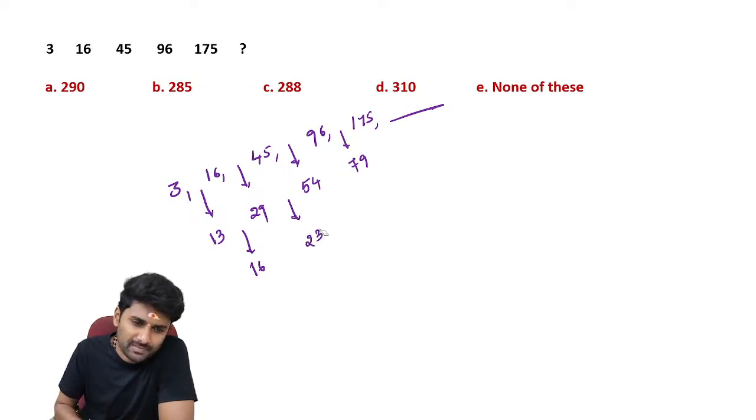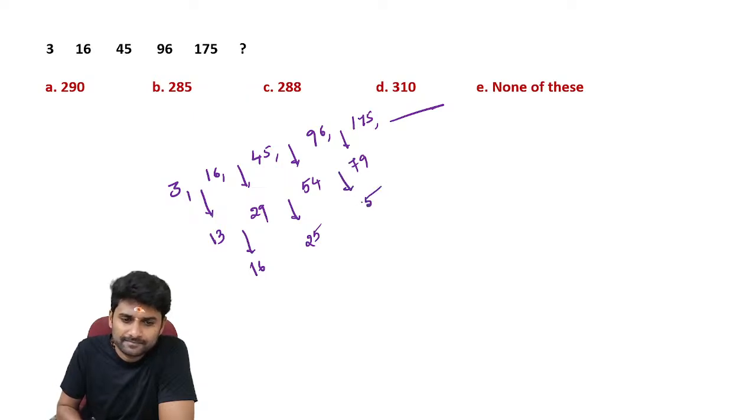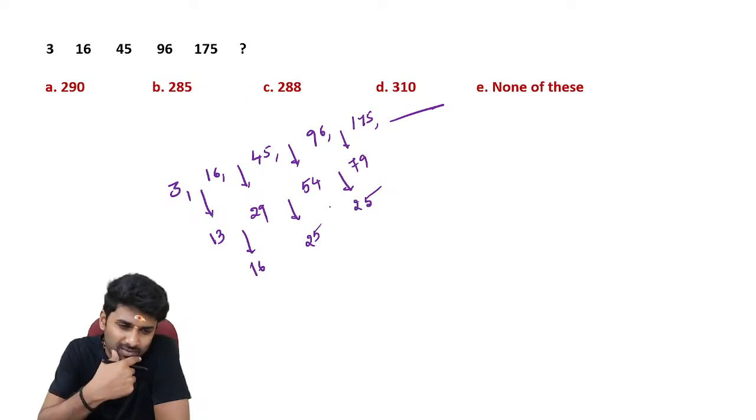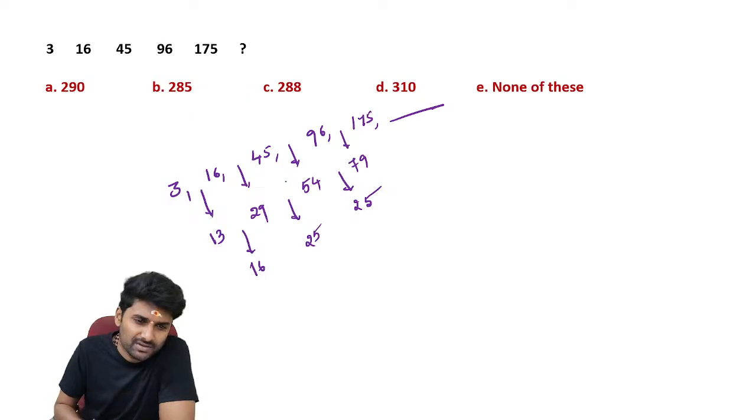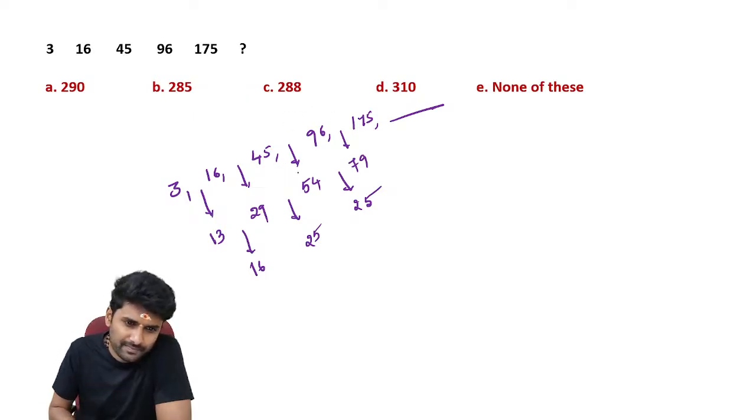Sorry, 25. And 54 and 79, difference is 25. Give me a second. The numbers are 3, 16, 45, 96 and 175. Here the differences are 13, 29, 51 and 79. It's 51, right? Yes.